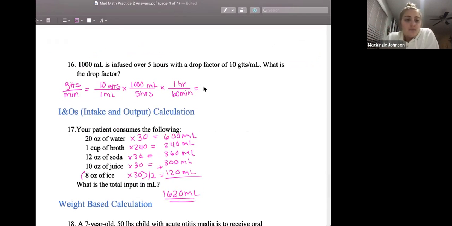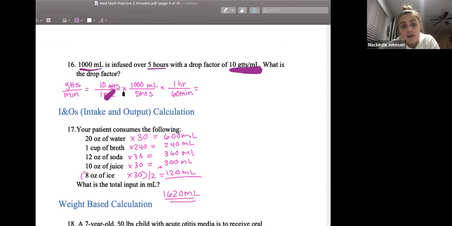Okay. 1,000 milliliters is infused over 5 hours with a drop factor of 10 GTTS per milliliter. What is the drop factor? So we know that we're looking for drop factor, which is GTTS over minutes, and we're given 1,000 milliliters over 5 hours. So we're going to start with our 10 GTTS per milliliter, and then we're going to go with what the doctor ordered, which is 1,000 milliliters over the time that the 1,000 milliliters needs to be infused over.